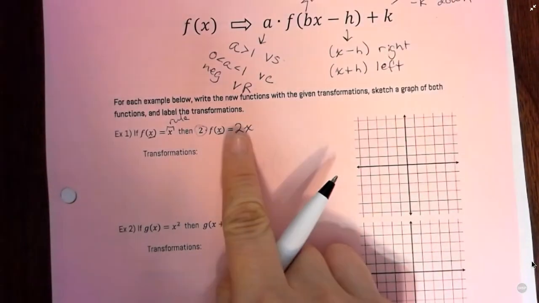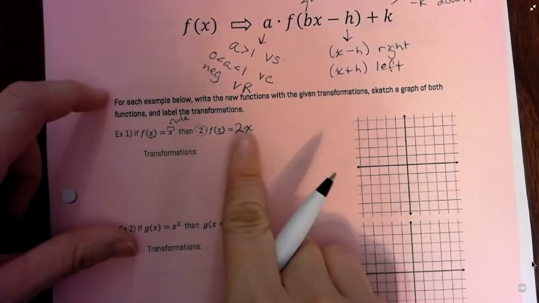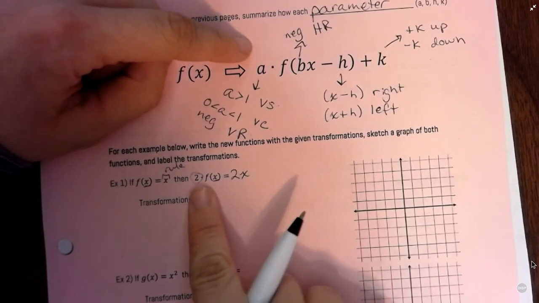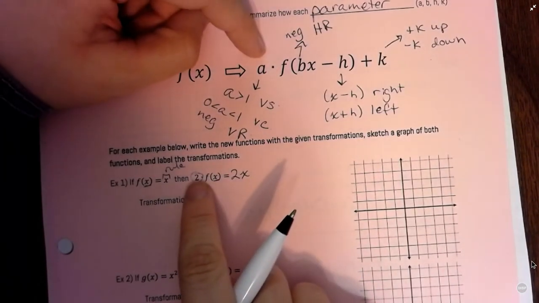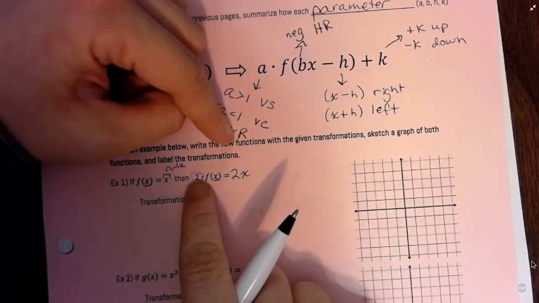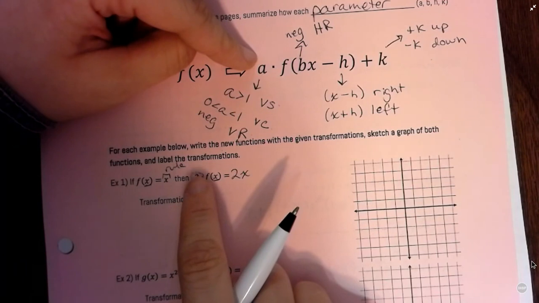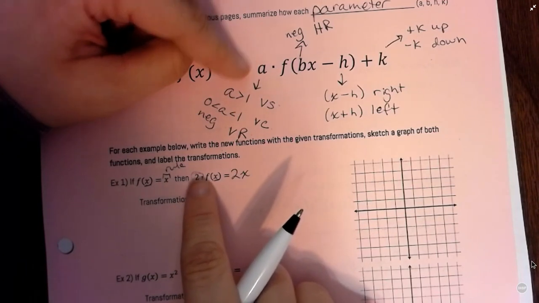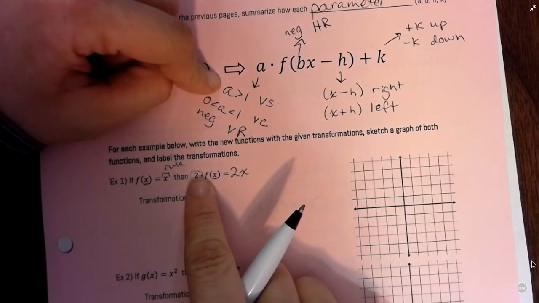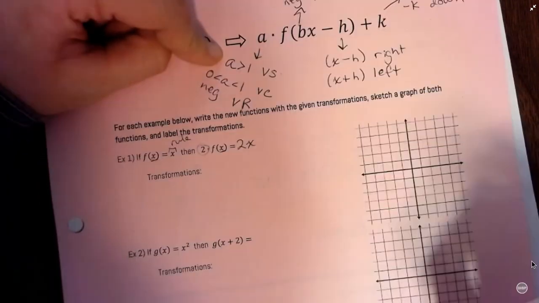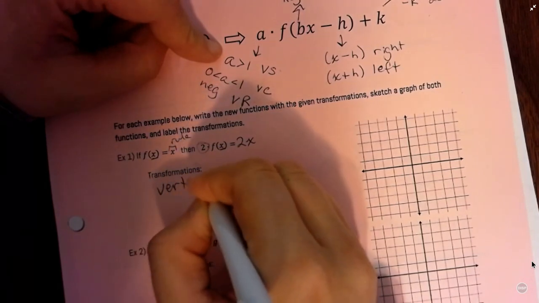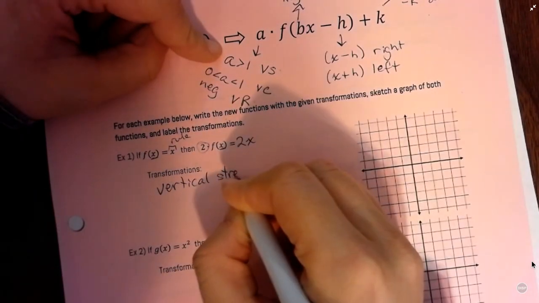Then you can compare what is happening here to the function with our summary rules up here. So we're multiplying the function by a number out in front. So I know that's going to be one of these things, either a stretch, a compression, or a reflection. And since this number is greater than 1, so 2 is greater than 1, of course, then I know it's going to be a vertical stretch. So for transformations, I'm going to write vertical stretch.